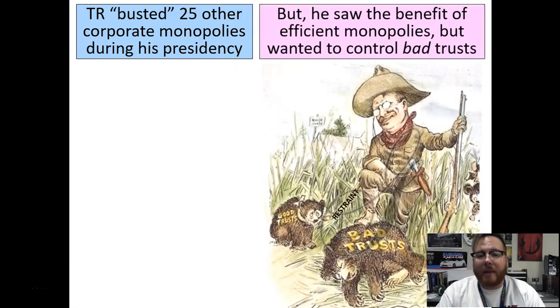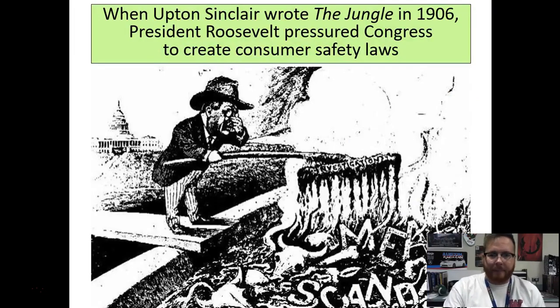But he saw the benefit of efficient monopolies, but wanted to control the bad trusts. So monopolies by themselves, Teddy Roosevelt thought, were not inherently evil. They can be used for good and for the benefit of the people and for the country. But he still wanted to control the bad ones. The bad ones were obviously the ones that were problematic. That's why they were bad.